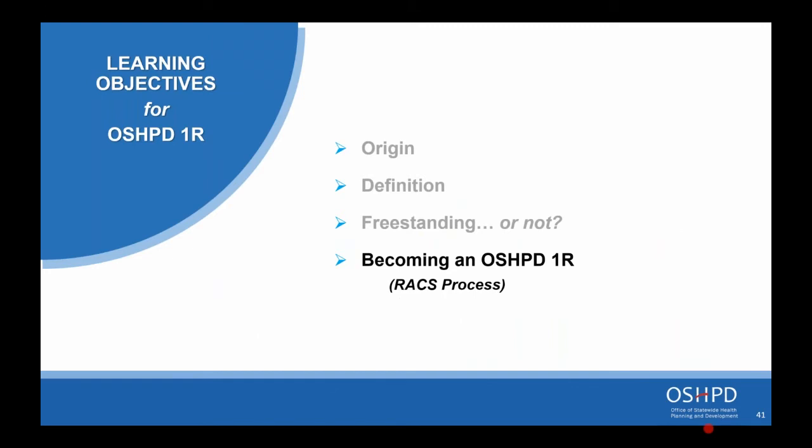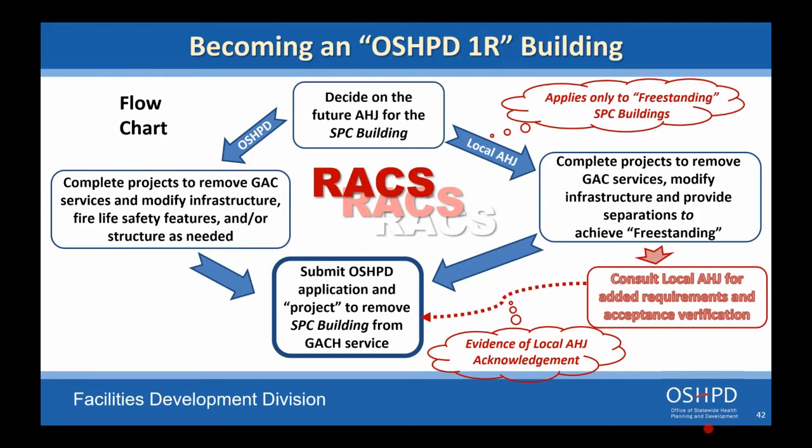So how do you become an OSHPD 1R? First, you want to decide on the jurisdiction. Do you want to go to the locals or do you want to stay with OSHPD? So this is a real quick flow chart here. You want to complete a project to remove general acute care services and modify infrastructure, fire life safety infrastructure as needed. If you go with OSHPD, you just submit the project to OSHPD. There's going to be a series of projects to make this happen. We'll go over that also in a little bit.